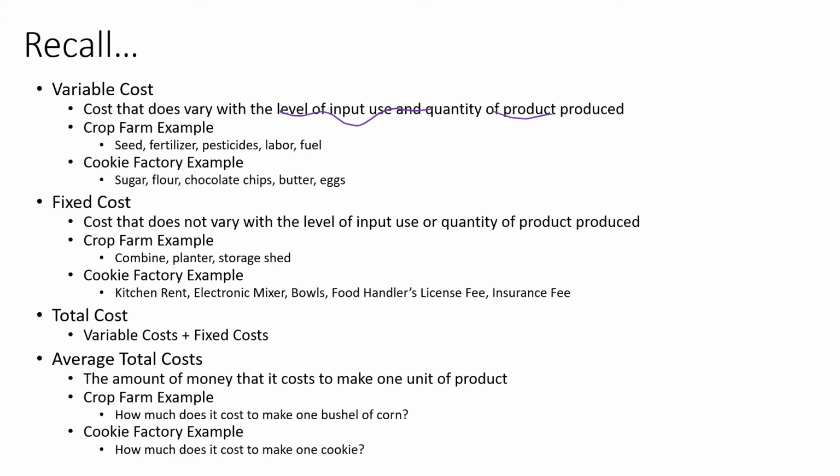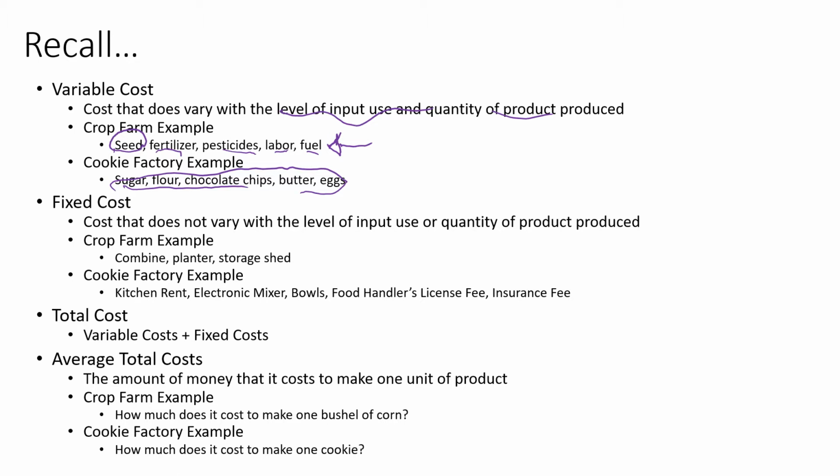So for example, if we're talking about a crop farm and we go from producing 30 bushels to 6,000 bushels, there will be costs that will change because we are producing more. We're going to have a change or an increase in seed, fertilizer, pesticide, labor, and fuel costs. So anything that increases or decreases as production increases or decreases, that is a variable cost. If we're looking at a cookie factory, the cost associated with sugar, flour, chocolate chips, butter, and eggs, all of the ingredients, would increase or decrease if we increase or decrease the amount of cookies that we're making.